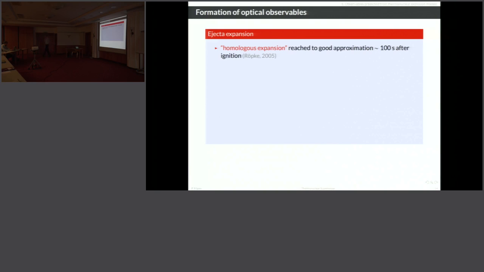Now, it's important to determine when this homologous expansion sets in. So we've actually tested this, at least for Chandrasekhar mass explosions, but this will not be very different for other explosion models. You could say, well, after 100 seconds or so after ignition, homologous expansion is reached to a good approximation. So then you have just this free streaming of the ejecta, the ballistic expansion of the ejecta, the homologous phase is reached.